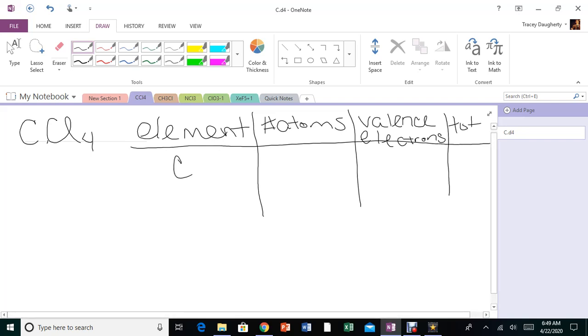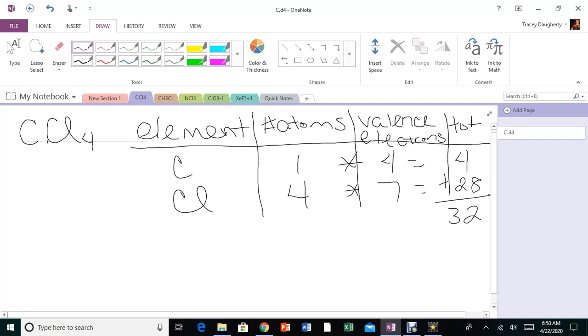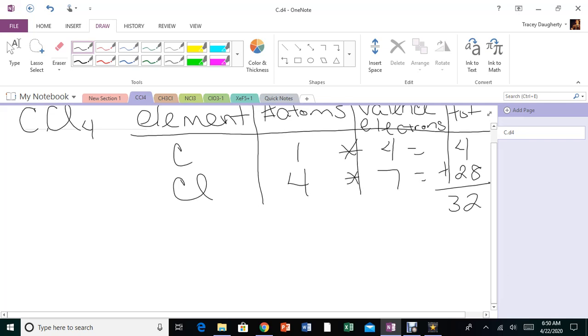So we have carbon and chlorine, and the number of atoms is given by the subscript like usual. So even if there's nothing written, it's just 1. So carbon has 1 atom, chlorine has 4 atoms, and again the valence electrons is given by the periodic table. If you look on the periodic table, carbon has 4 valence electrons, chlorine has 7, and then we're just going to multiply across, and 1 times 4 is 4, and 4 times 7 is 28, and we add down the total column, so we get 32 valence electrons. Now this is a running total. We are going to go back to this total.